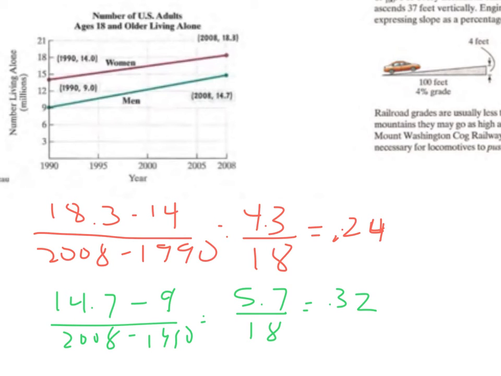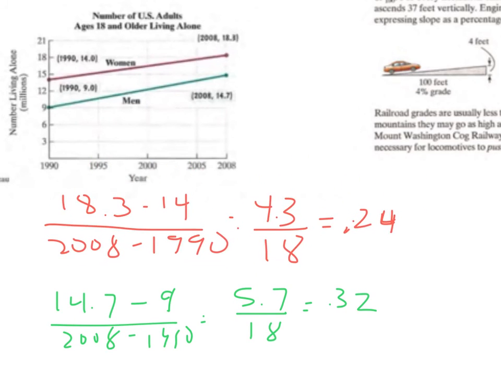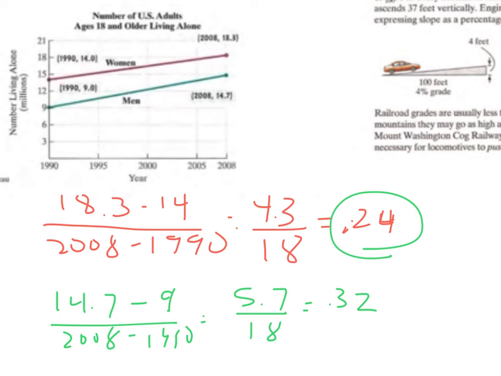What these slopes mean is that women increased at 0.24 million living alone, whereas men increased 0.32. So men living alone has increased over that same time period compared to women. The steepness, or the rate of change, is greater for men.